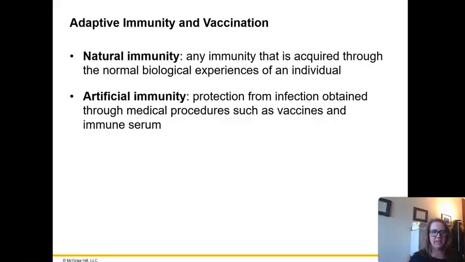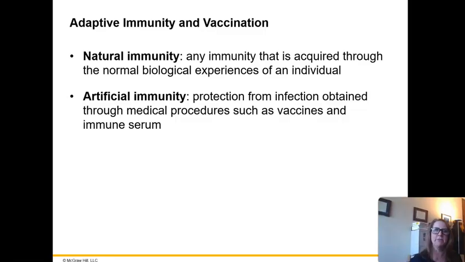Okay, so we're going to dive into different aspects of how we've essentially tweaked our immune systems to work a little better for us, or we have used immune systems of other organisms to benefit us. So we are going to differentiate between natural immunity and artificial immunity. So when I think about natural immunity, it means I went through some experience myself.